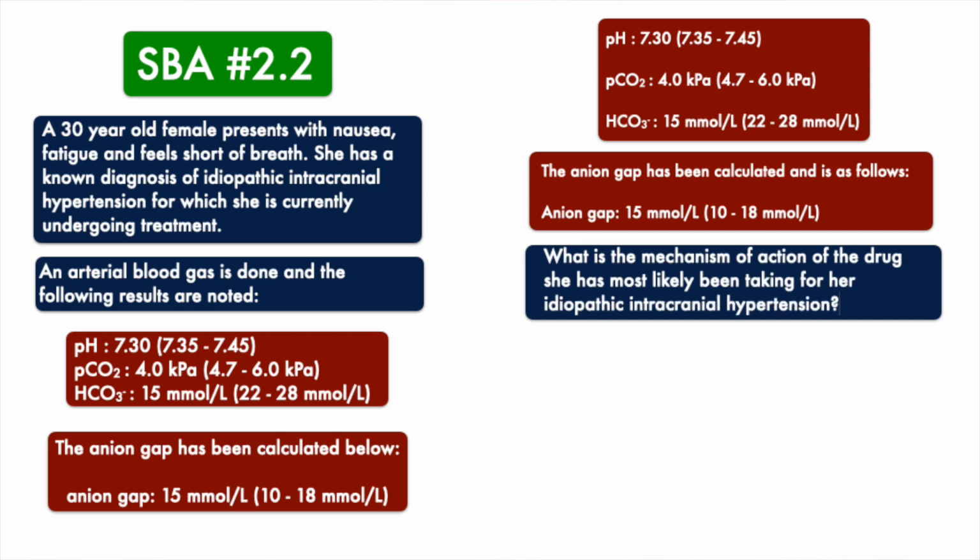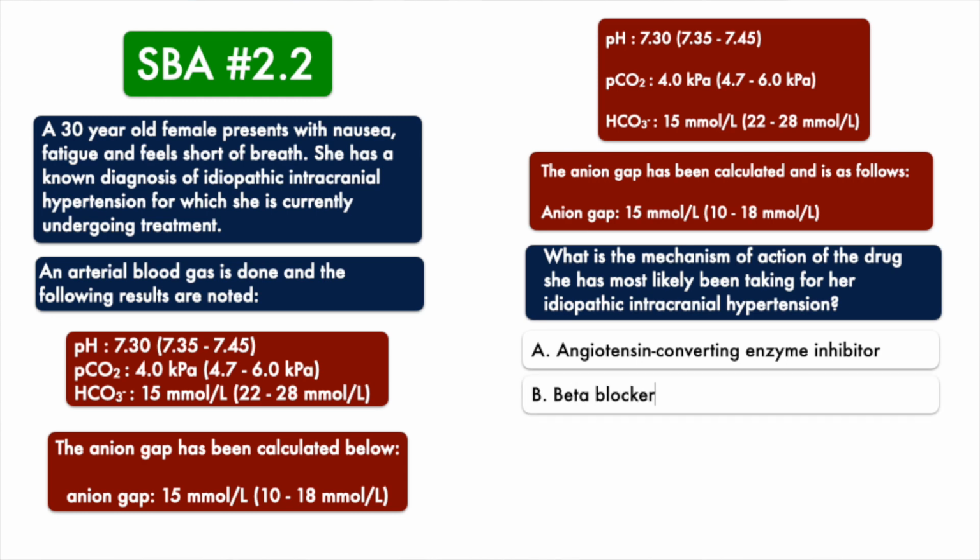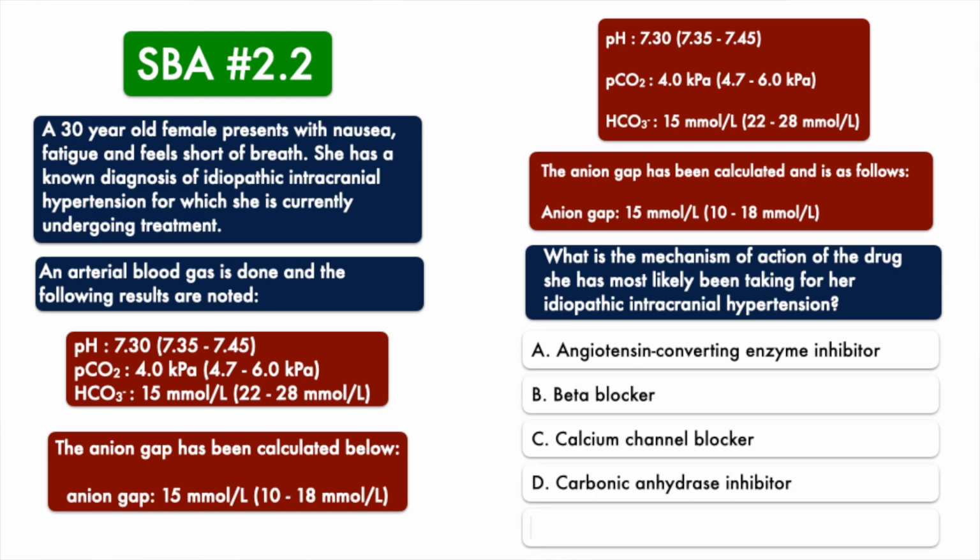What was the mechanism of action of the drug she was most likely taking for her idiopathic intracranial hypertension? A. An ACE inhibitor. B. A beta blocker. C. A calcium channel blocker. D. A carbonic anhydrase inhibitor. Or E. A potassium-sparing diuretic. Now you just have to know this one.